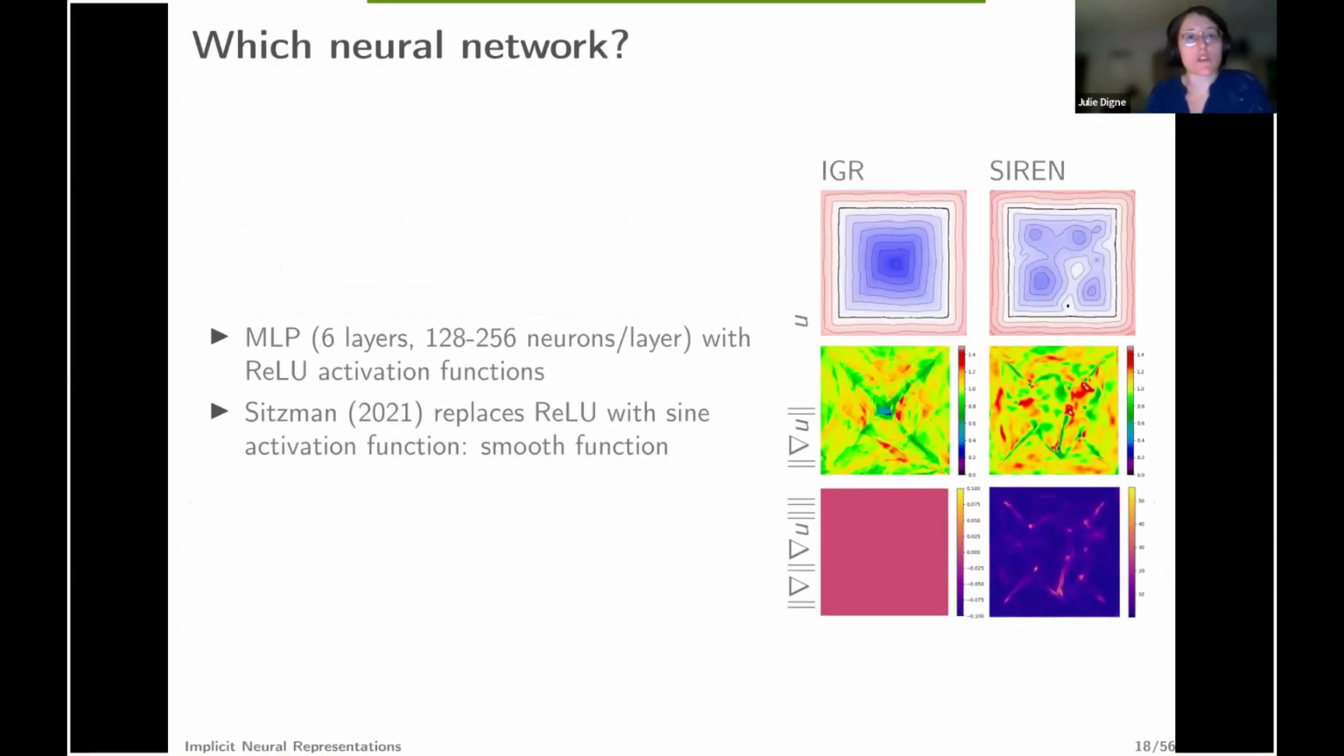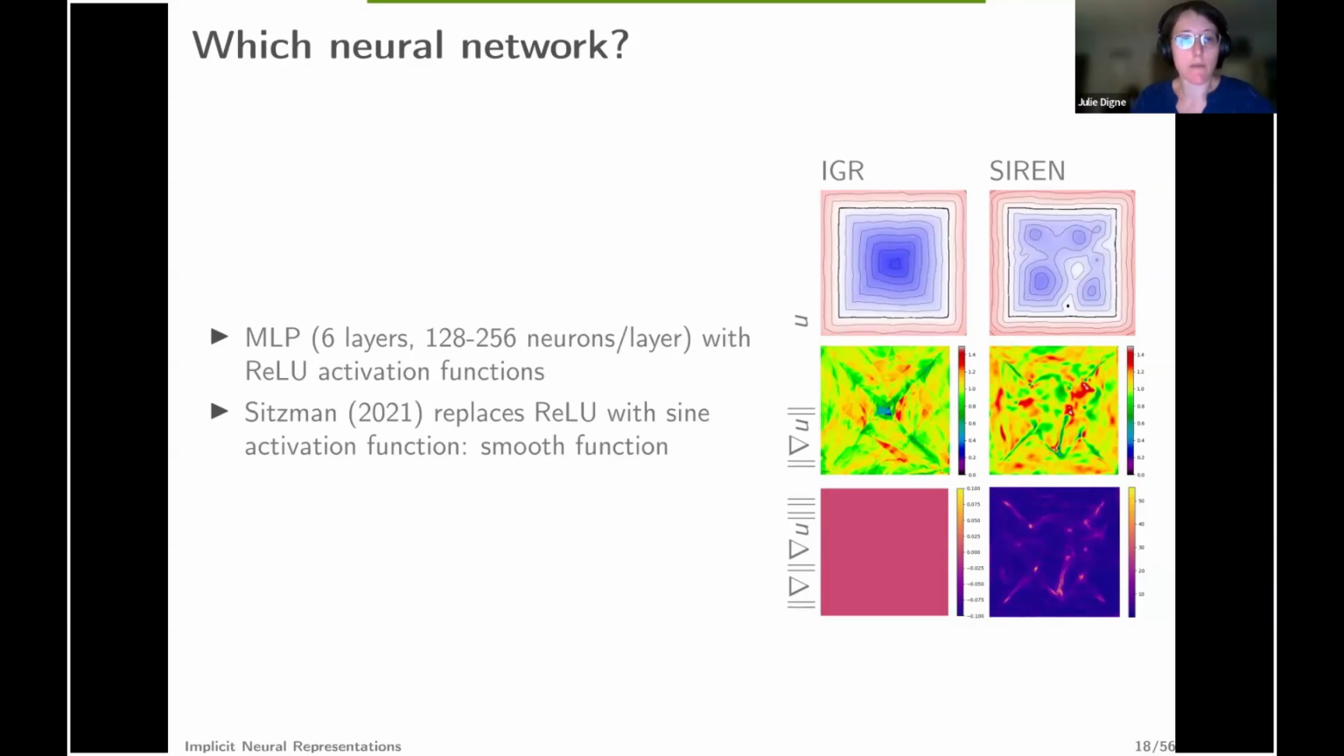So another question is, which neural network should we use? In the early methods doing this kind of approach, the network was simply an MLP with ReLU activation functions, not even very deep, just six layers and not many neurons per layer. So it's quite a simple, light network, let's say. But the issue is that if you take ReLU activation functions, then your gradient will be piecewise constant in the ambient space. And the medial axis is precisely the places where the gradient is undefined. So, of course, it will not be easy to detect it if the gradient stays piecewise constant.